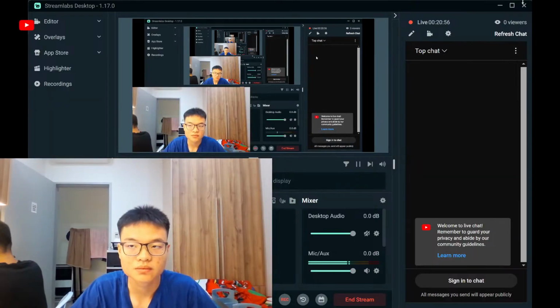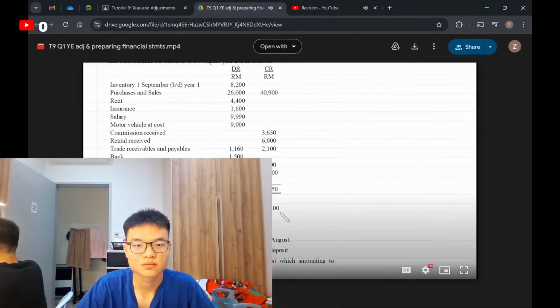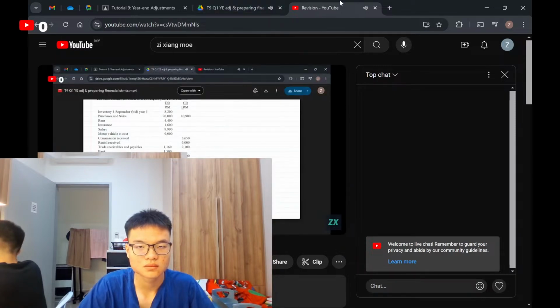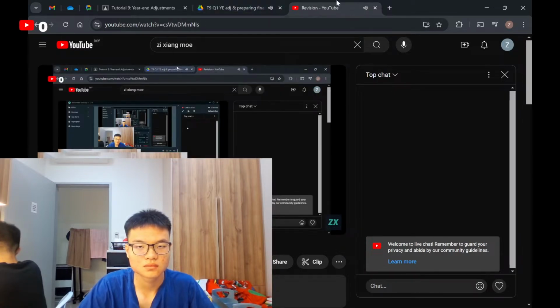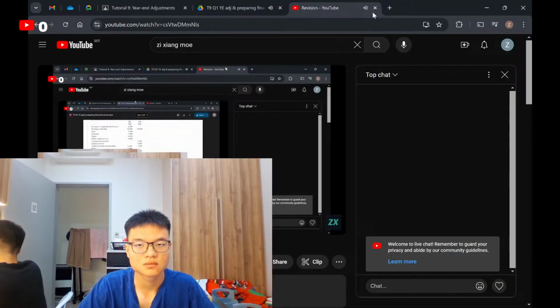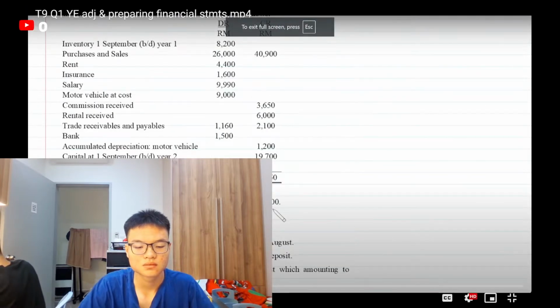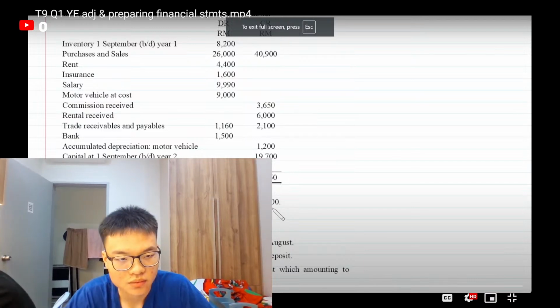Now you don't need to know the double entry, debit one, credit one to update. You don't need to know. We are going to show this in the statement of profit or loss as well as in the statement of financial position afterwards. So we'll come back to this one. We'll leave this one first and come back to it afterwards.